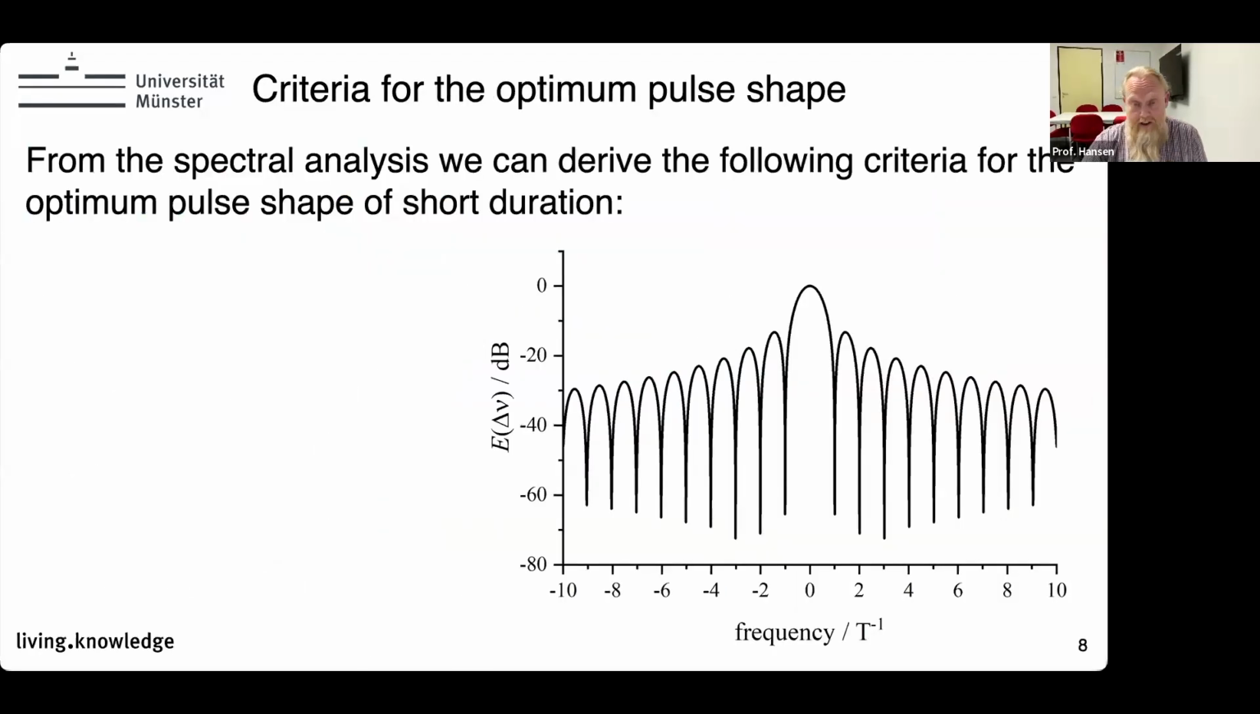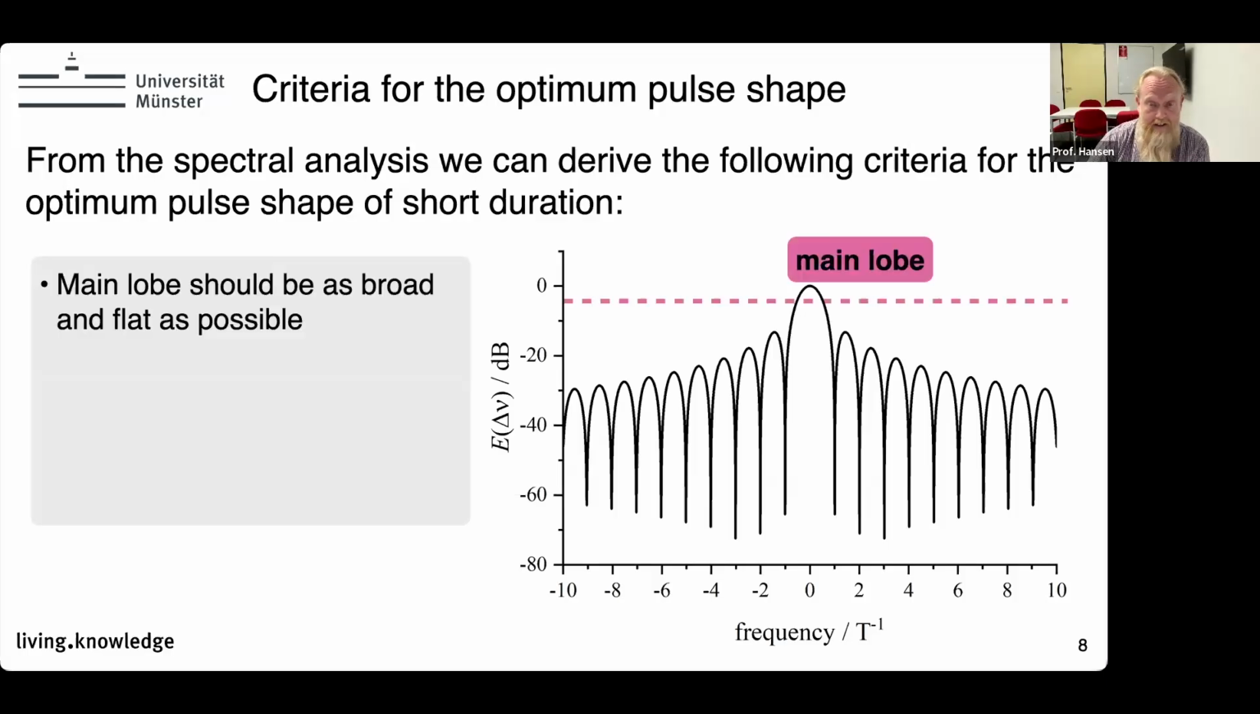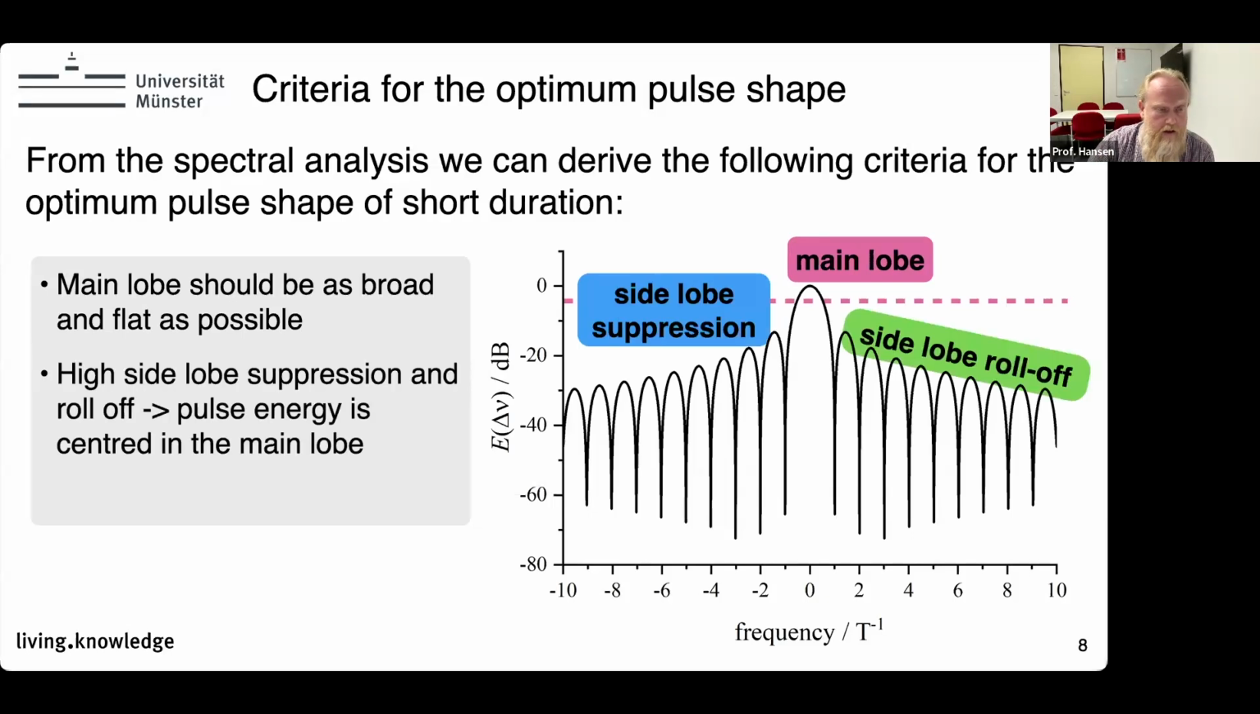So this is the criteria that we want to have for an optimal pulse shape of short duration: it should have a main lobe here at minus 3 dB, which is as broad and flat as possible. So the excitation profile is broad, of course, but also fairly flat, so you don't get intensity distributions due to the shape of this. You want to have a high side lobe suppression and roll-off. That means that the energy of the pulse is then mainly centered in the main lobe.